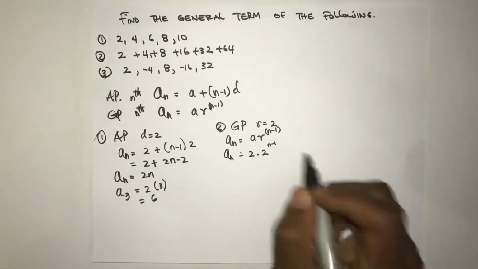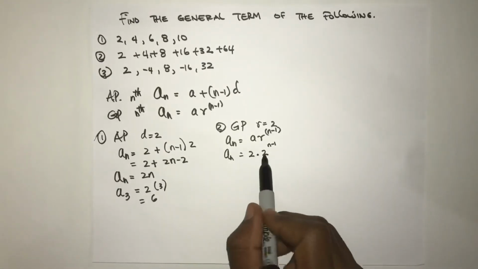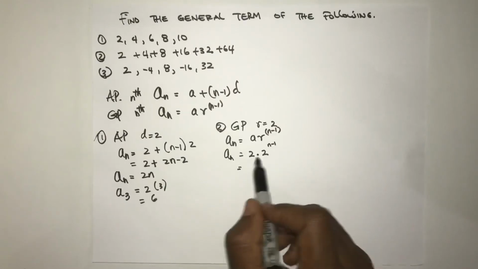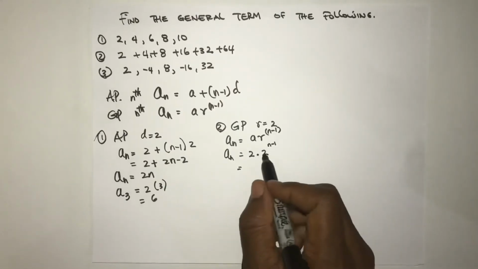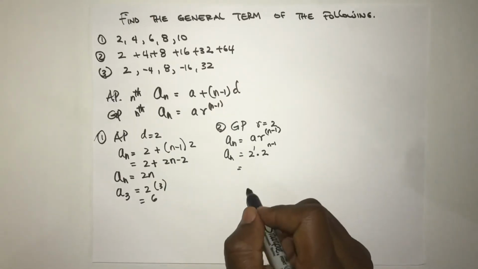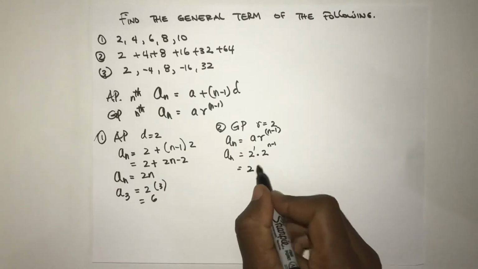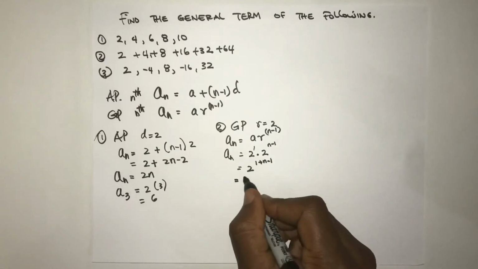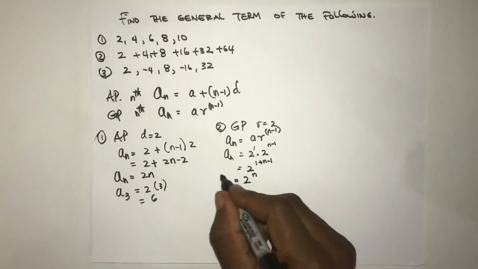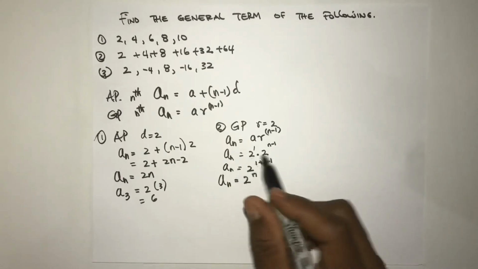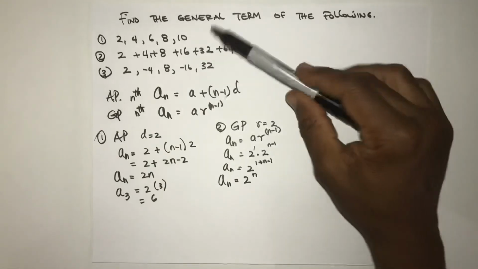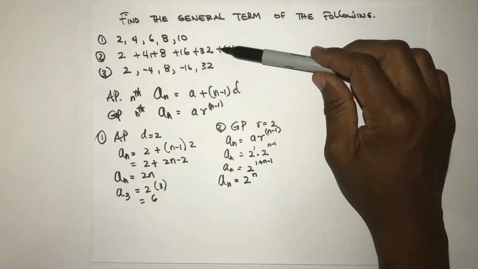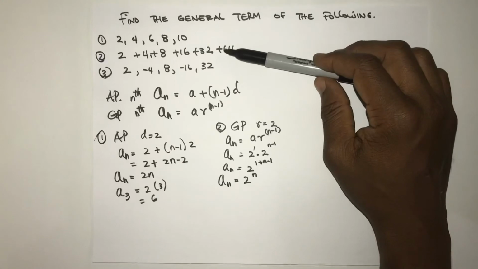Now, looking at this, it is the same base, so we can apply the laws of indices that govern the same base. This is the same thing as 2 to the 1, so this is actually 2 to the 1 plus n minus 1. So this is 2 to the n, right?